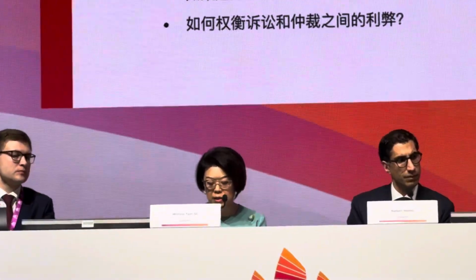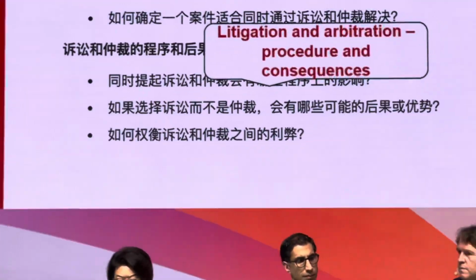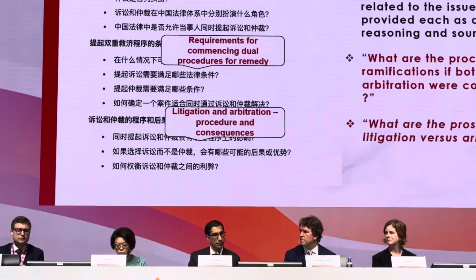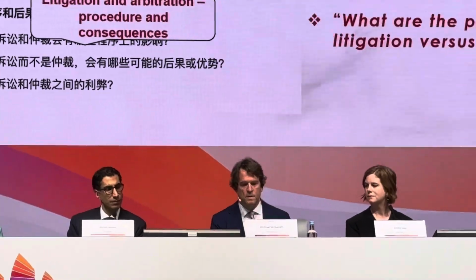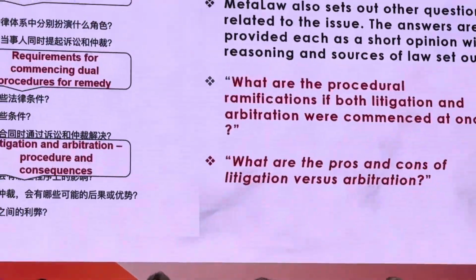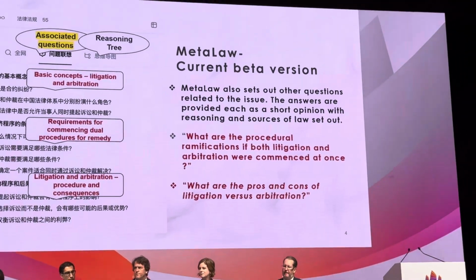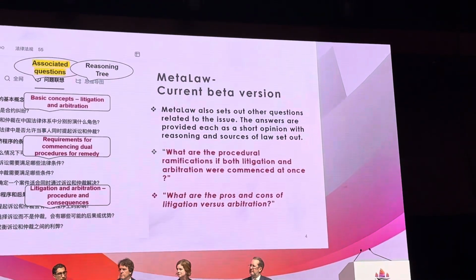And then you have all these different areas. The first emboldened title says basic concepts, litigation and arbitration. So if you need basic concepts explained, that's where it is. The second part deals with requirements for commencing dual procedure for remedy. The third part talks about litigation and arbitration procedure and consequences. So this is the kind of research platform for China law that is being used quite happily by lawyers.